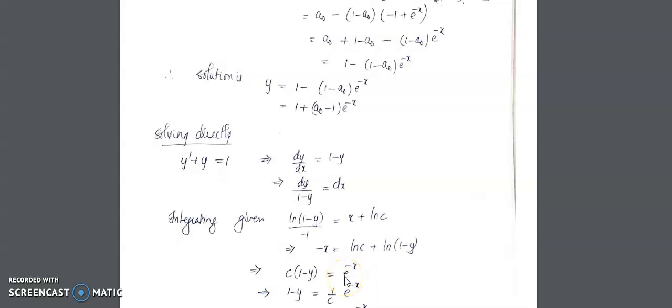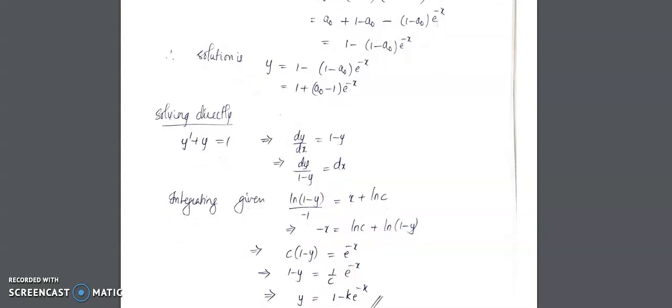Let me write 1 by c as k. So y will be now 1 minus k e raised to minus x. So that is the solution when you solve the equation directly. Now you can see that both the solutions are similar. In place of 1 minus a naught, here you have the constant k. Therefore the power series solution is the same as the actual solution.